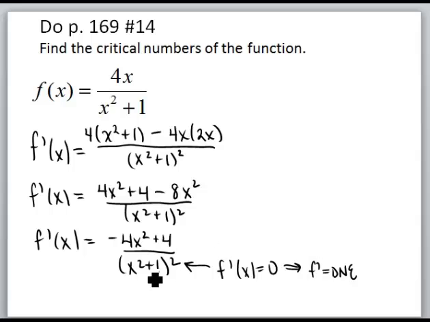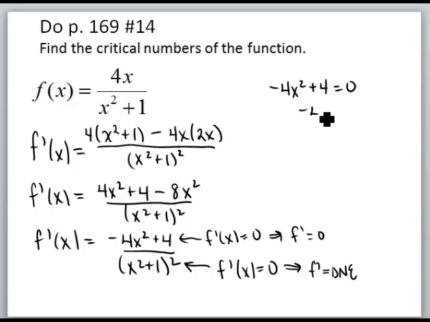But there are no values which will create 0 on the bottom, so I don't need to determine any critical points from there. The top, I now need to look at where this derivative equals 0. This would actually yield derivatives equaling 0. 0 on top gives you 0, and 0 on bottom means it does not exist. So I'll take that top part, set it equal to 0, and solve.